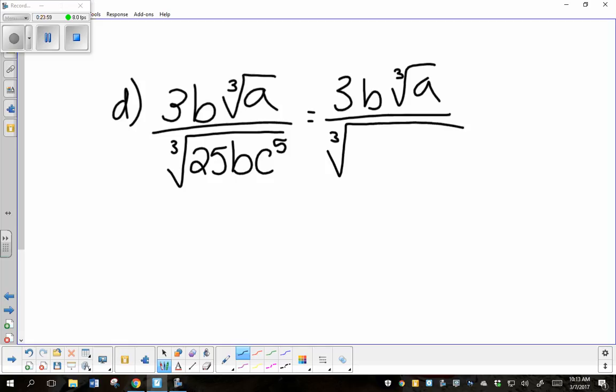So 25, how can we write that as something to a power? Yeah, it's 5 squared, right? So it's a power of 5. The b is just going to be a b. Can we take any groups of 3 out of that c? How many groups of 3? One group of 3, right? So you can think of this as c to the 3 times c squared.